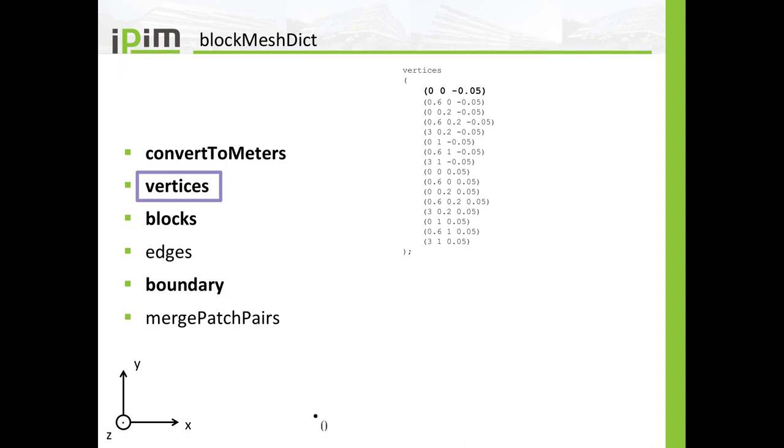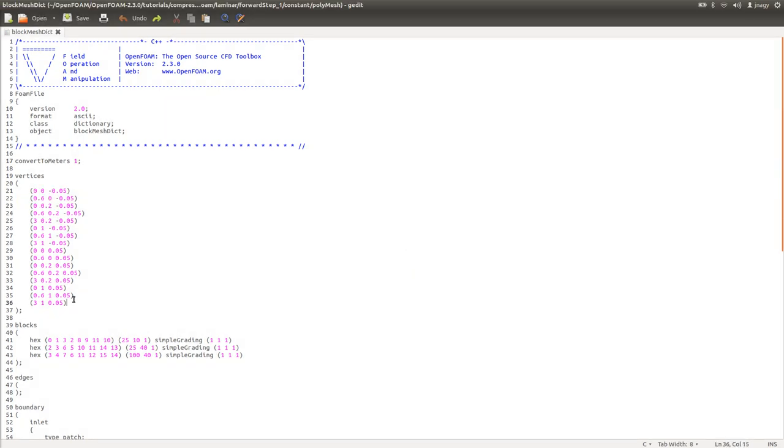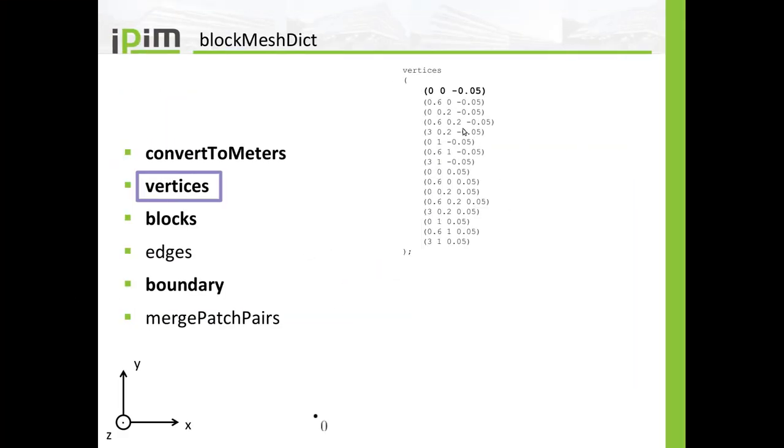Now let's go to vertices. Here you see I just copied the vertices from here to this presentation. Here you see 4, 8, 12, 16 vertices, 16 coordinates of 16 vertices, and I want to explain what those mean. Here you see the coordinate system, the x and the y direction, and I will show you here a schematic sketch of your geometry.